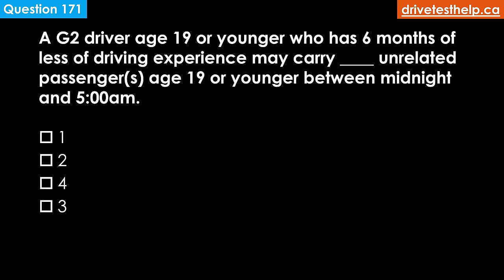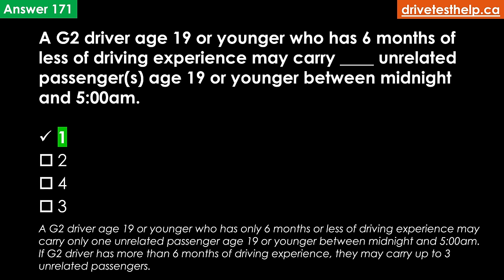A G2 driver, age 19 or younger, who has 6 months or less of driving experience may carry blank unrelated passengers aged 19 or younger between midnight and 5 a.m. 1, 2, 4, or 3. The correct answer, 1. A G2 driver, age 19 or younger, who has only 6 months or less of driving experience may carry only one unrelated passenger, age 19 or younger, between midnight and 5 a.m.